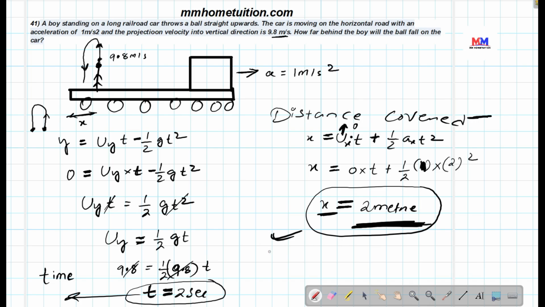So the horizontal distance covered is 2 meter, and time equals 2 seconds. So that is the final answer. Horizontal distance covered is 2 meter and time taken equals 2 seconds. So that is the final answer.